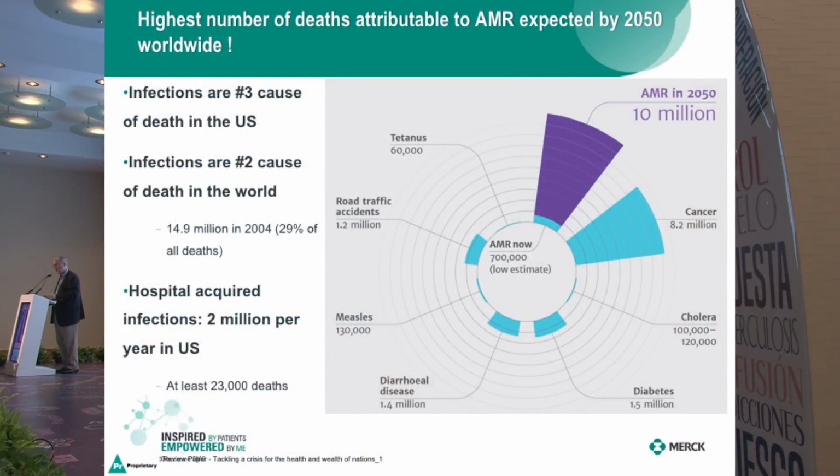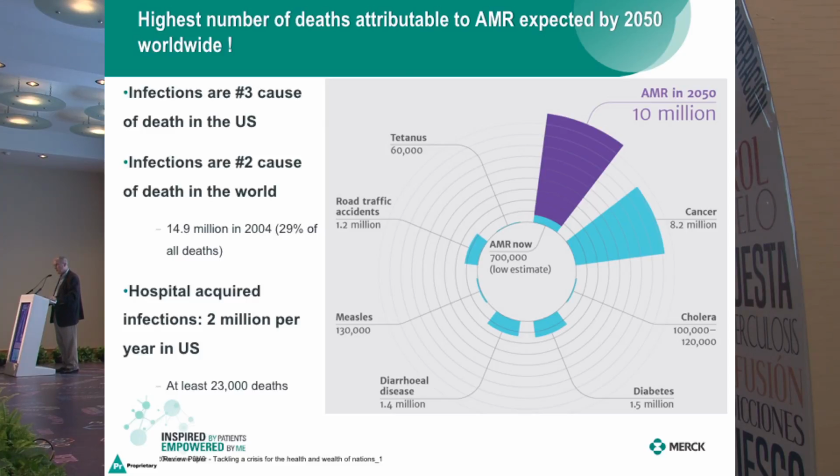But now, more sober information. This is a study that was commissioned by former Prime Minister Cameron of Great Britain. Jim O'Neill was an expert that he brought in to help work on the question: what is it going to look like in 2050 at the present rate of antibiotic resistance growth?